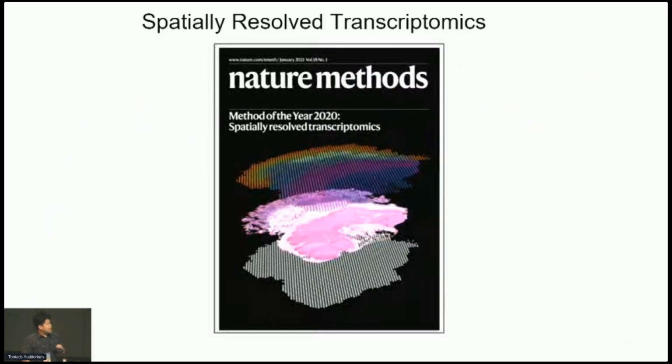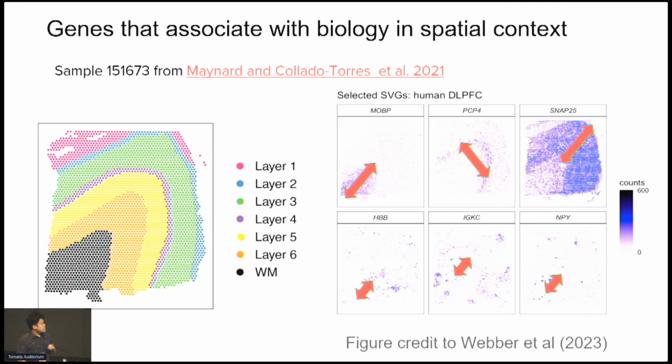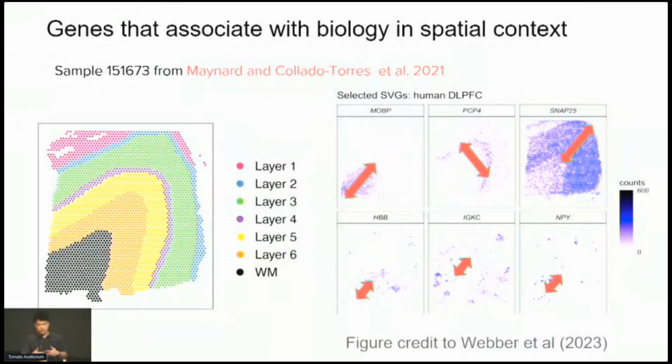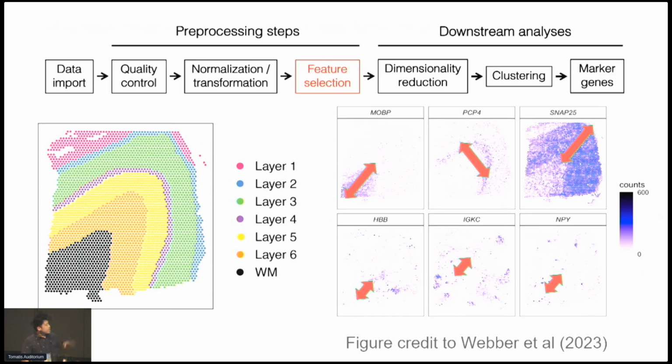Now, let's travel back to current days. Now we have spatially resolved transcriptomics. We're hyped about it, and we still ask the same question: how do we model it? Coming back to spatial transcriptomics, we can map the gene expression in a spatial context and use it to quantify and understand the molecular signature of functional or anatomical regions. And also, as Lukas mentioned, it serves as a step of feature selection.